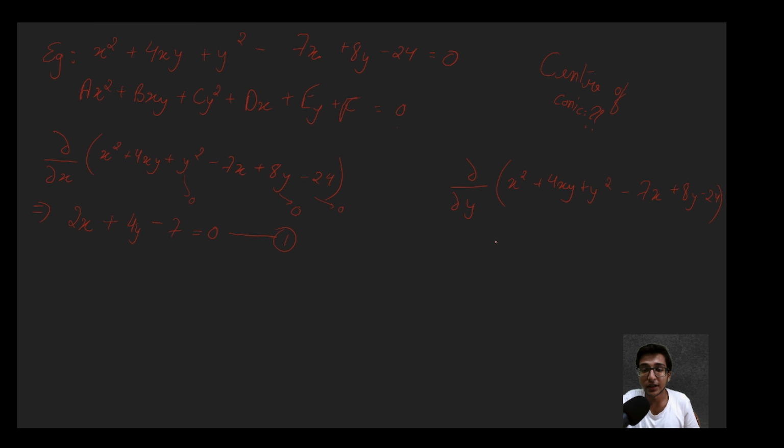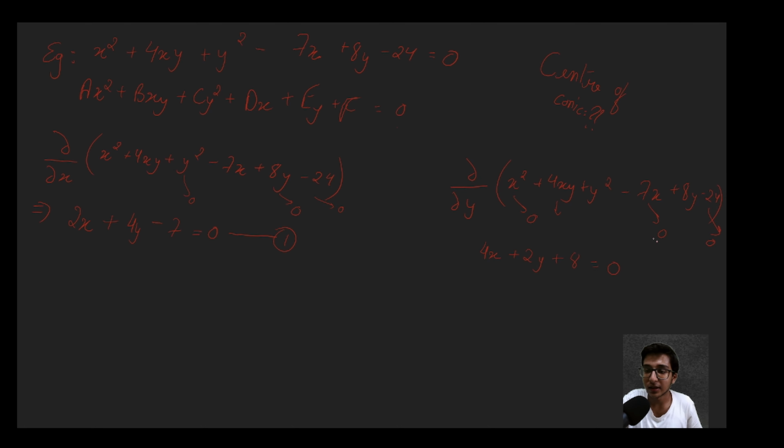And let's try to find out our second equation. We have to partially differentiate this in terms of y. This becomes 0. Here there are two constants, which is 4 and x, plus 2y plus 8 is equal to 0. Now this is a constant term, this would become 0.